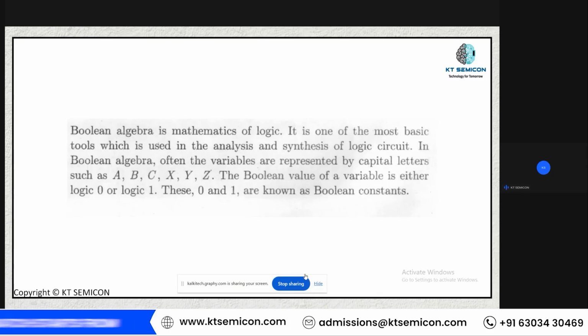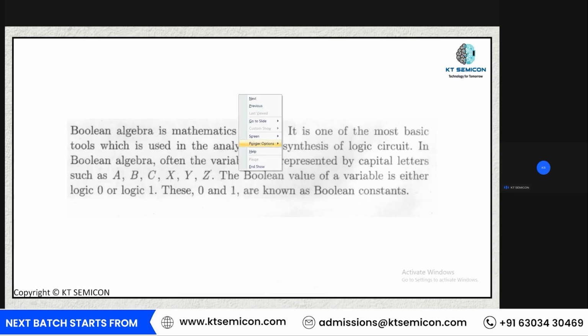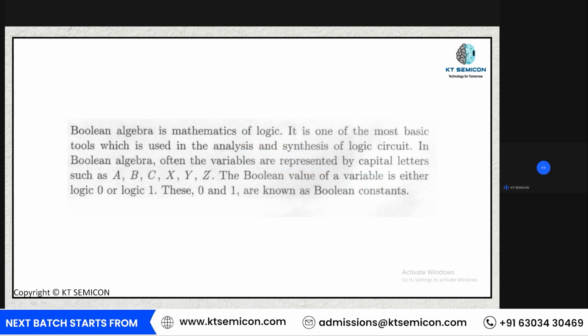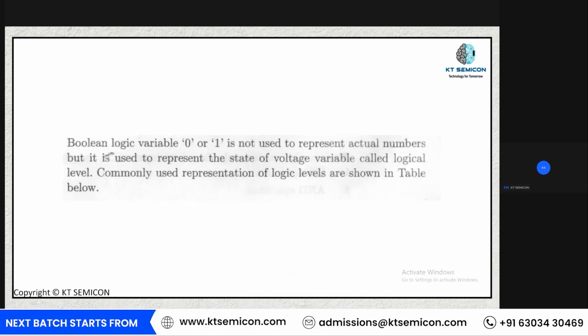Now, Boolean algebra is nothing but the mathematics of logic, and it is one of the most basic tools which we use for analysis and synthesis of logic circuits. In Boolean algebra, we use variables for representing our signals, like A, B, or X, Y, Z, or M and N. The Boolean value of a variable is either logic 0 or logic 1, and these 0 and 1 are basically Boolean constants.